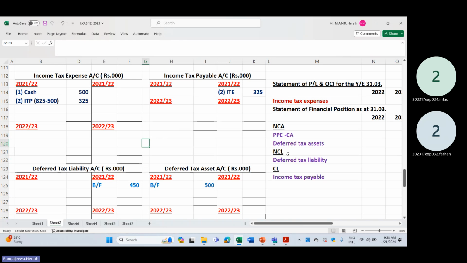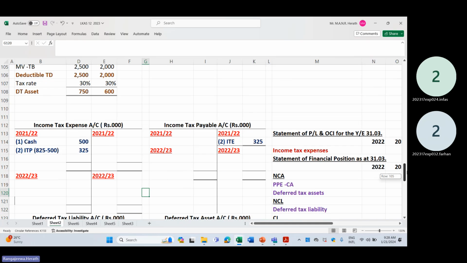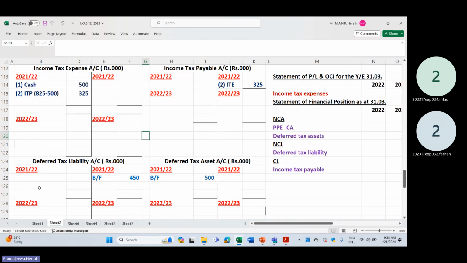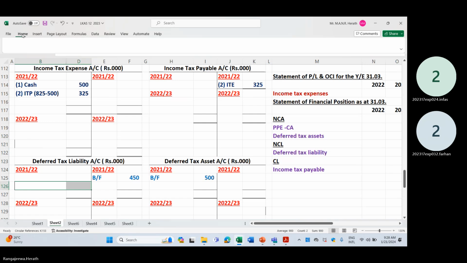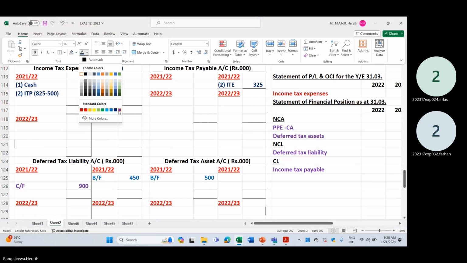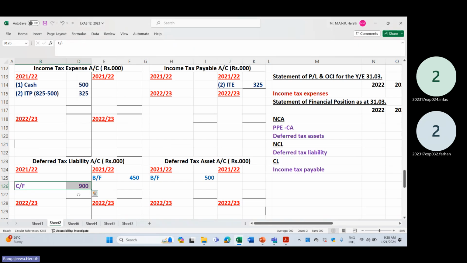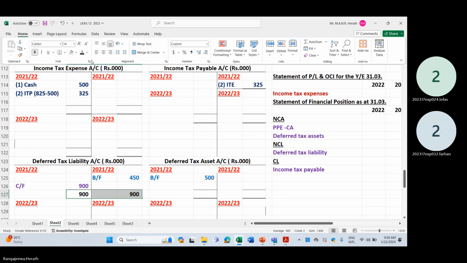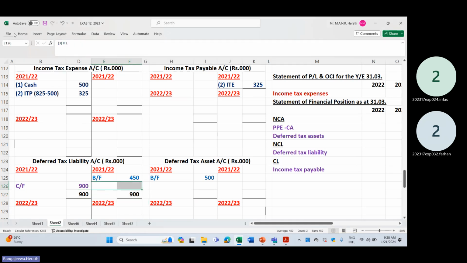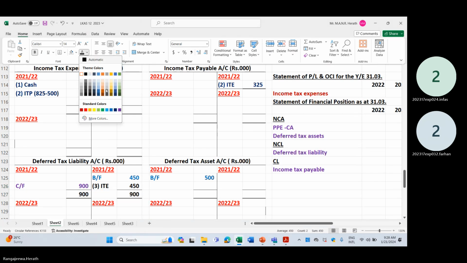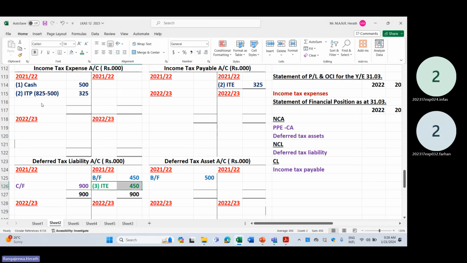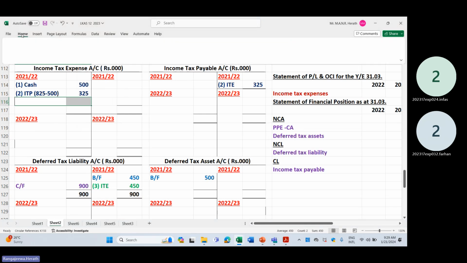Now at the end of the first year, the deferred tax liability we calculate is 900. So the liability carried forward is 900. The opening balance 450 increased to 900, so we have a newly created deferred tax liability of 450. Tax expense debit, deferred tax liability credit.